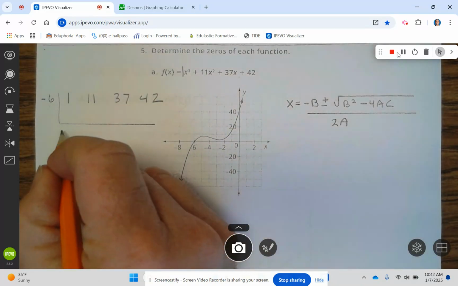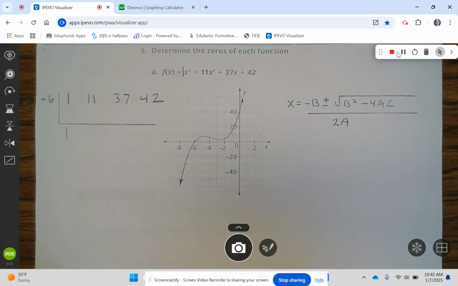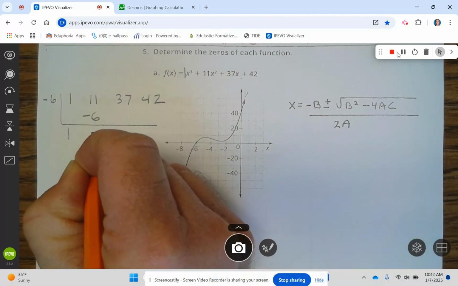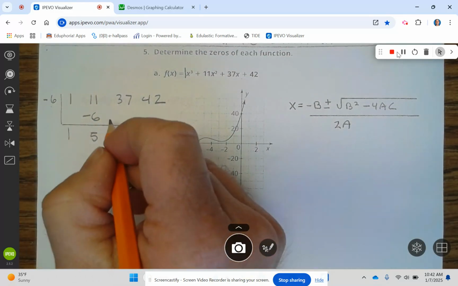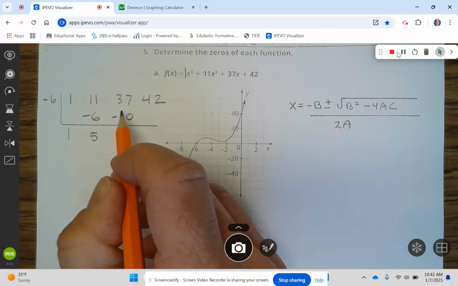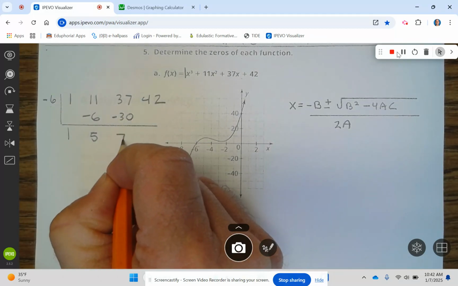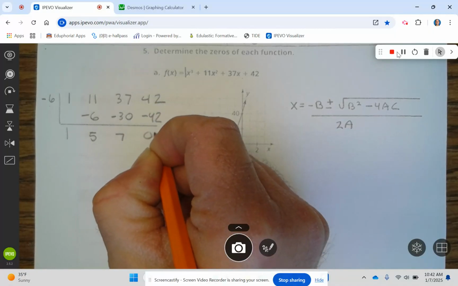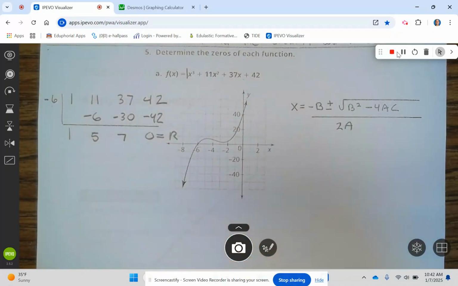Okay, so we bring down the 1. Negative 6 times 1 is negative 6. 11 minus 6 is 5. Negative 6 times 5 is negative 30. 37 minus 30 is 7. Negative 6 times 7 is negative 42, which is a remainder of 0.